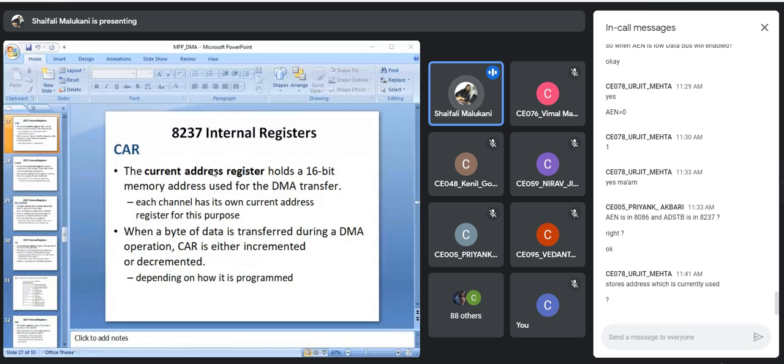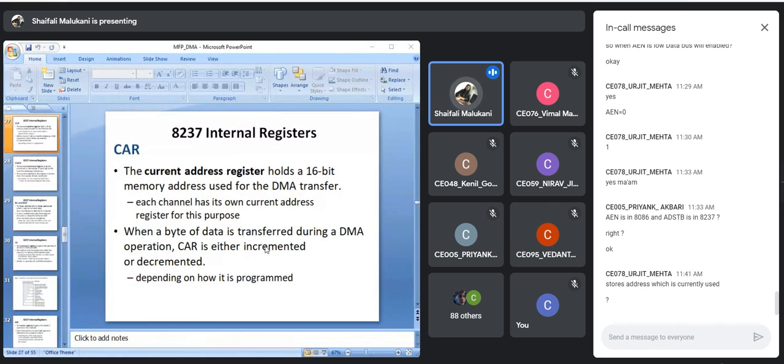Suppose I am reading from a memory, I have to point to a certain address. That current address is stored in the CAR. Suppose I am writing to memory, then also I will point to a certain address in the memory. So wherever I am, it is like a program counter thing, but it is of the 8237.